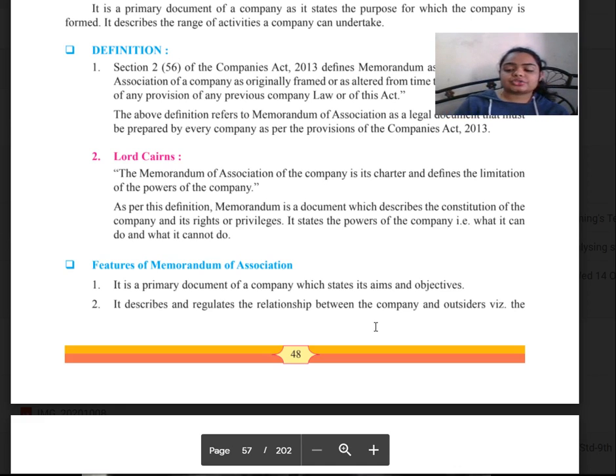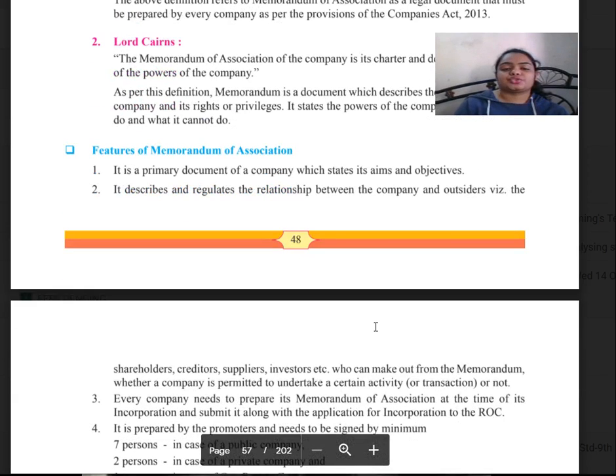Next, we have features of memorandum of association. It is a primary document of a company which states its aims and objectives. It describes and regulates the relationship between the company and the outsiders. So, it is a primary document which states the aims and objectives of the business. Secondly, it describes and regulates the relationship between the company and the outsiders.